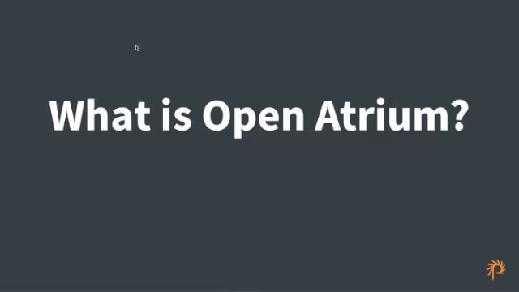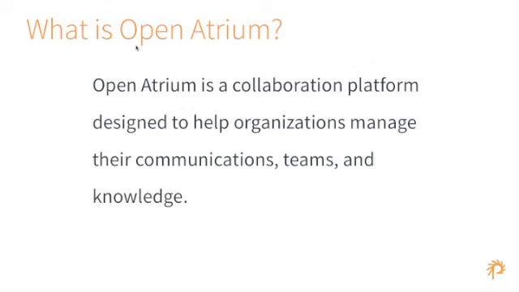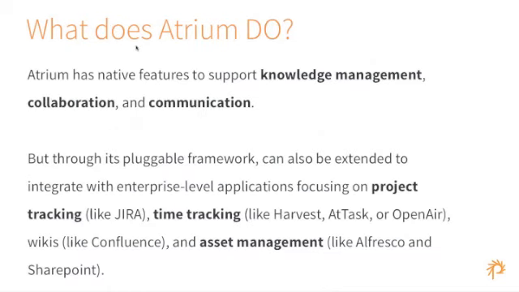So that takes us to Open Atrium, and what is Open Atrium? Open Atrium is a collaboration platform designed to help organizations manage their communications, teams, and knowledge. Open Atrium has some native features to support knowledge management, collaboration, and communication, which we'll show you in a few minutes. And then it's also built with a pluggable framework, so it can be extended to integrate with enterprise-level applications focusing on things like project tracking, like Jira, time tracking, like Harvest or @Task or OpenAir, wikis like Confluence, and asset management like Alfresco and SharePoint.